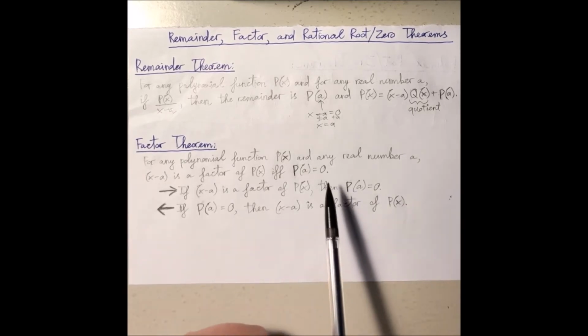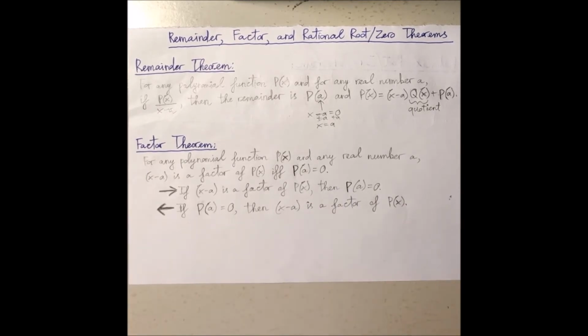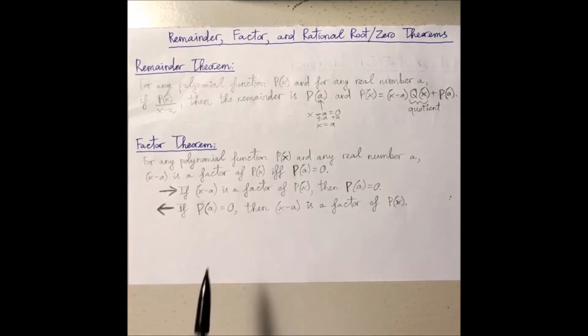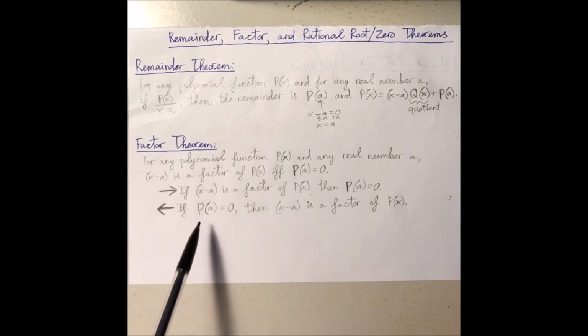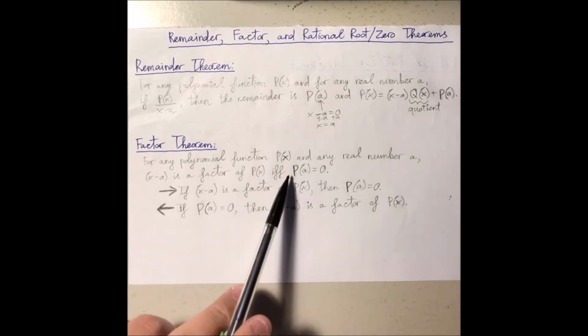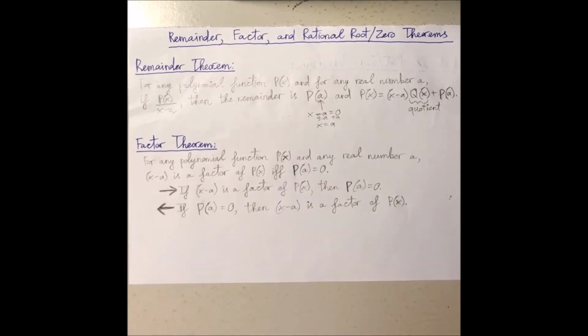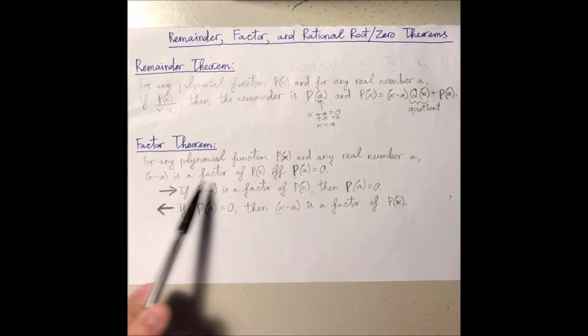And at the same time, you can also go from right to left, and that is also true, as in going from left to right. And going from right to left, you have, if the remainder capital P of a is equal to 0, that's the if part, the hypothesis, then the binomial expression x minus a is a factor of the polynomial function capital P of x. So this now is the then part, the conclusion.